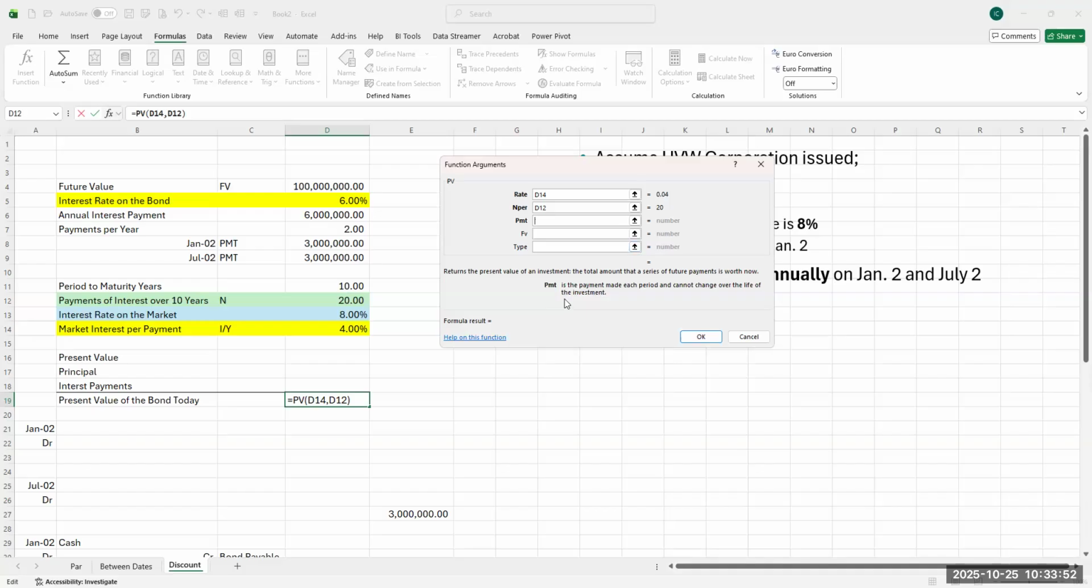PMT is the payment made each period and cannot change over the life of the investment. So every time we make a payment, we're paying exactly 3 million. So our PMT is 3 million. And since we're making that payment, that's a cash outflow for us, so we have to put a minus in front.